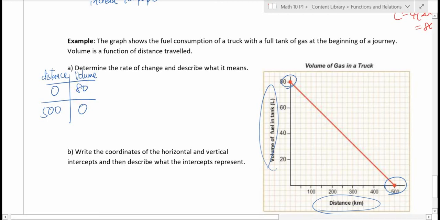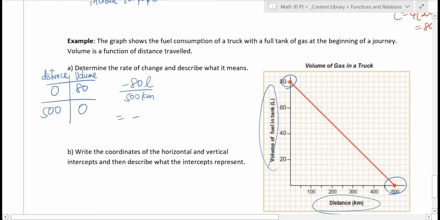Well, we used 80 liters of gas. Now, because we're using it, we're not increasing the amount of gas. We're actually decreasing the amount of gas. So we are using 80 liters of gas, which means the change in the volume is negative 80, correct? Because it's decreasing. Now, we drove for 500 kilometers. And therefore, the rate of change is going to be negative.